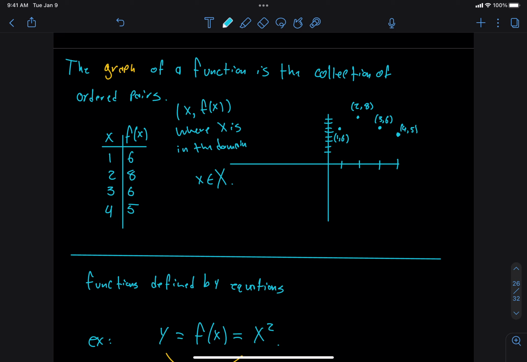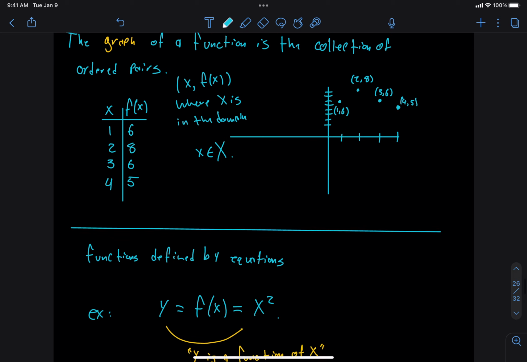Okay, any questions about the graph of a function? Is this pretty familiar? Can I have a show of thumbs if you feel familiar with this, and thumbs down if you haven't seen this very much before? Okay, I had a feeling it would be mostly review.